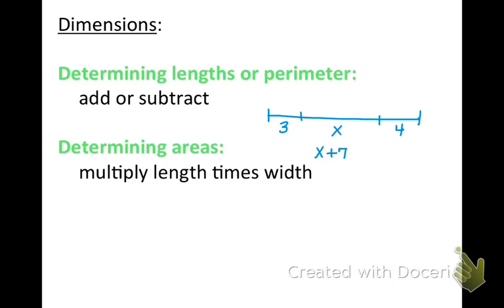So make sure you pay attention. Is this a length, or is this an area? Perimeter is a measure of length. It's the distance all the way around a shape. That's why we add. Area is the only time you would multiply.